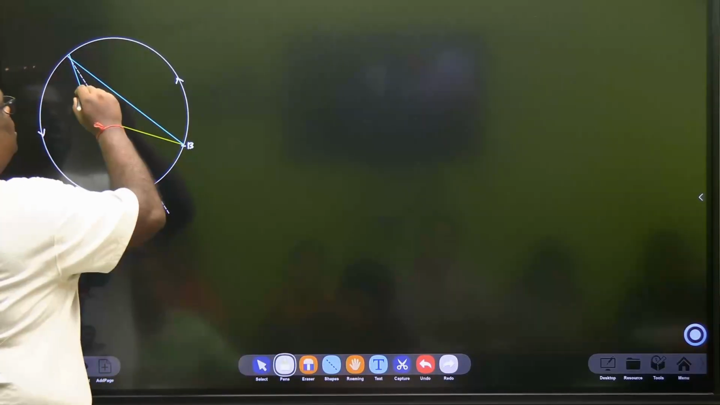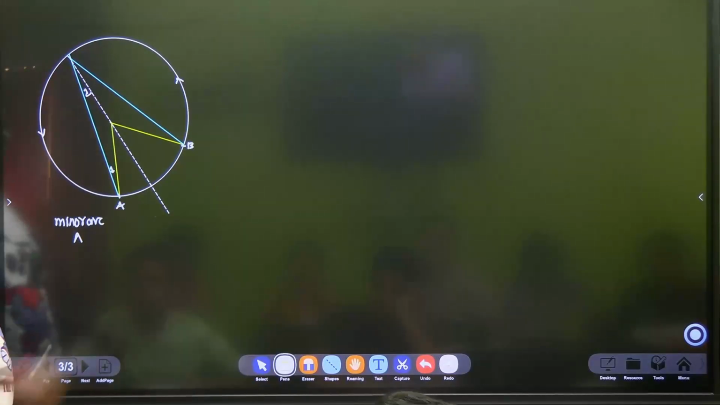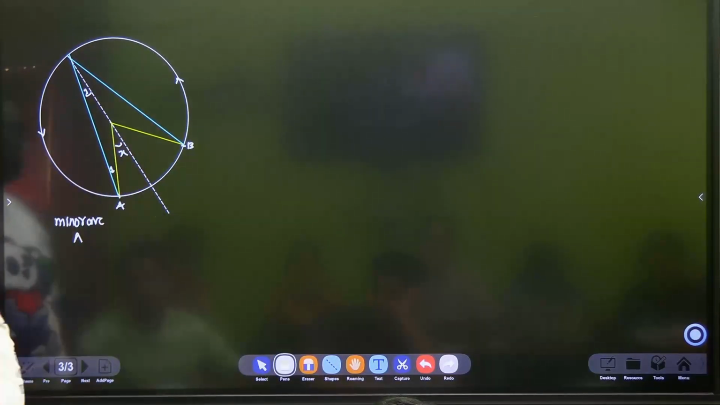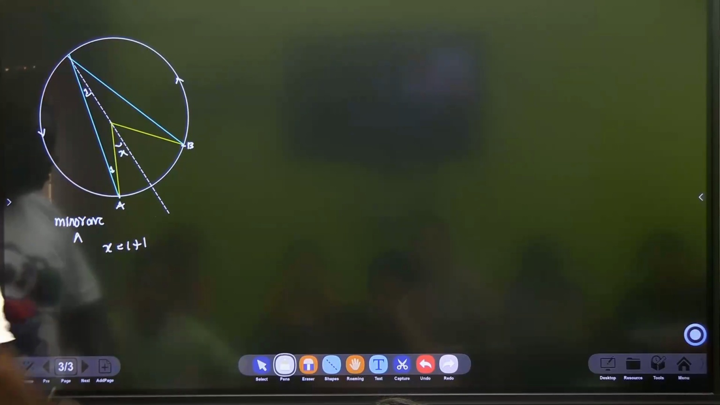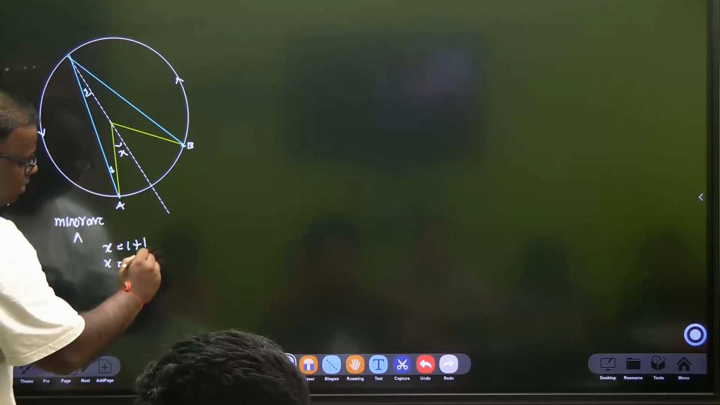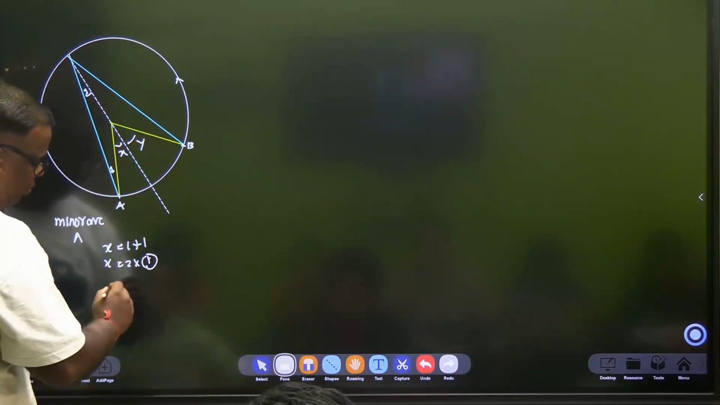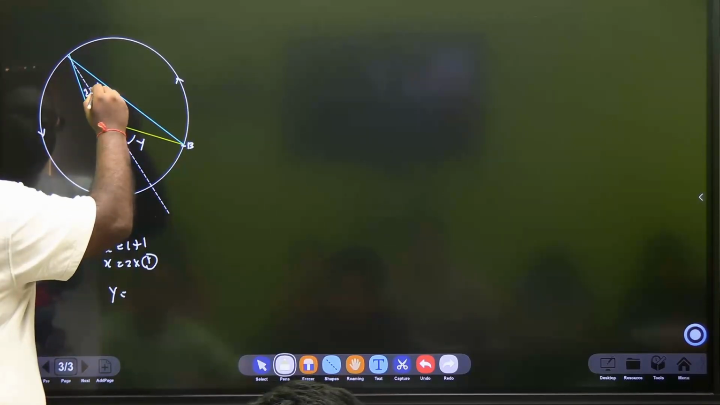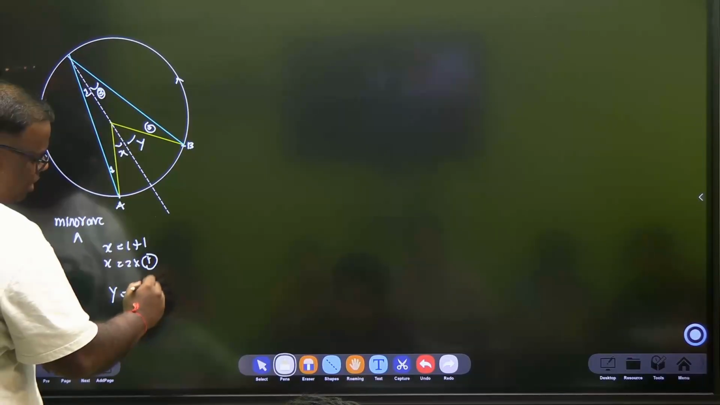If you know that, then if this angle is 1, this angle is also 1. I take this angle as x. X is an exterior angle. X is equal to 1 plus 1. So x should be equal to what? 2 times 1. Do you agree? And take the angle on this side as y. Sir, I took y. And take this as 3 and this also as 3. Similarly, y should be equal to 2 times 3.